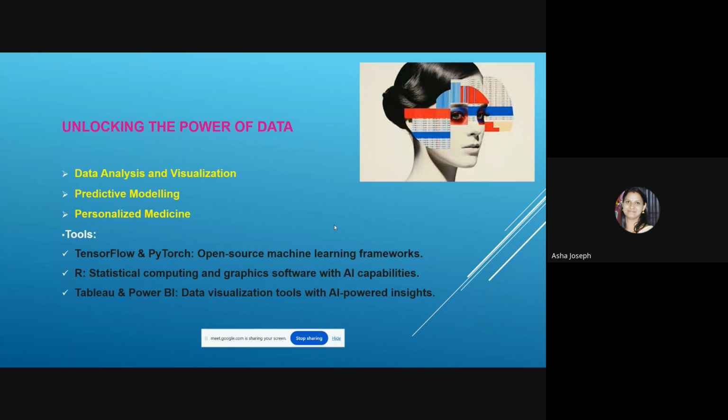And coming to predictive modeling, we are all using different tools. Here AI can build predictive models that forecast future outcomes, enabling researchers to make informed decisions. That is what we want, right? Predictive modeling will enable us to make informed decisions and anticipate the risks on our way. And coming to one more point, that is personalized medicine. AI is actually revolutionizing healthcare by enabling personalized medicine.